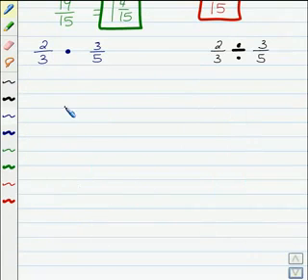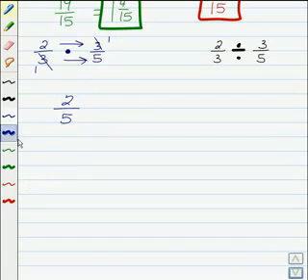Now with the multiplication, we don't need to find a common denominator. We'll just multiply straight across. But before we do that, we can cancel these 3's out because they have a factor in common. So now when we multiply, 2 times 1 is 2, and 1 times 5 is 5. So our final answer here is 2/5.